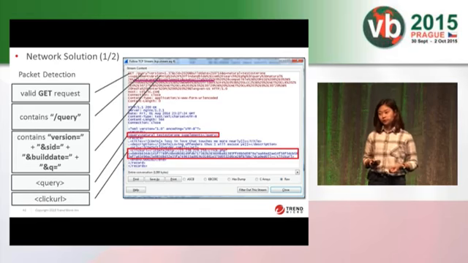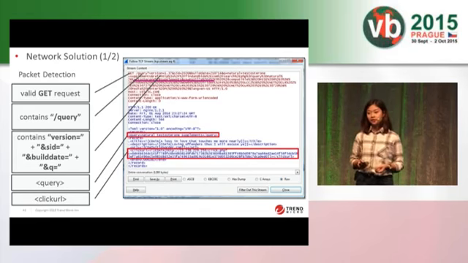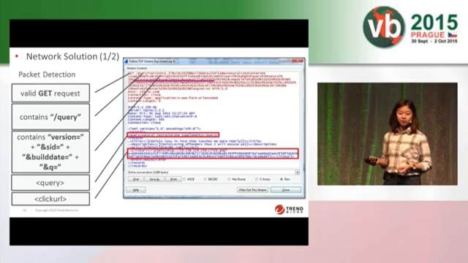For network solution, of course, we could do packet detection. So here's an example of a packet of Poix. We could check if it has a valid GET request or if it contains several strings such as query, version, UID, date, queue, or other strings such as query and click URL format in the response.